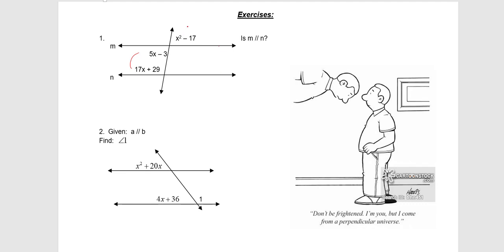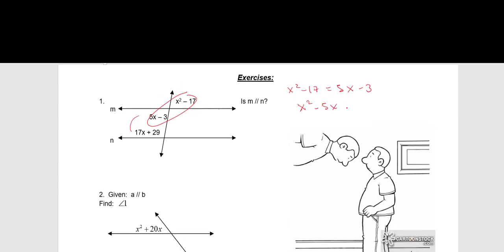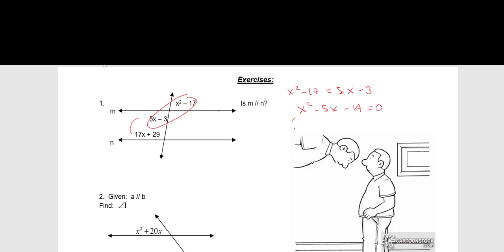And in this case, what you do know is that these two, hopefully you can see, are congruent to each other. That's because vertical angles are congruent. So x squared minus 17 equals 5x minus 3. And I can solve this thing. So that means that x squared minus 5x minus 14 is equal to 0. I can factor it. So I get x minus 7 and x plus 2 equals 0. So x is equal to 7 or negative 2. And then I can plug it back in and find the angles here.